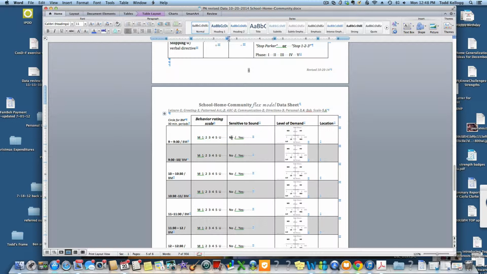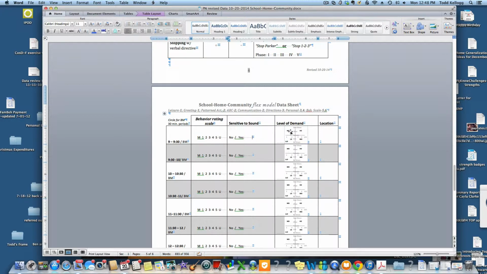Sensitivity to sound, yes or no? By that, within a half-hour period, does he cover his ears at all, or show any kind of grimacing around noise, or want some noise turned off? That would be a yes. And you can indicate what it was that he was sensitive to, or that you think he was sensitive to. Level of demand.